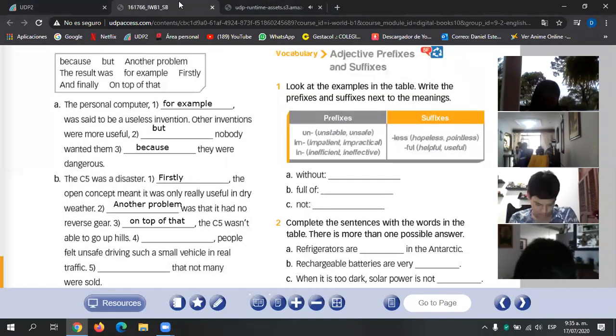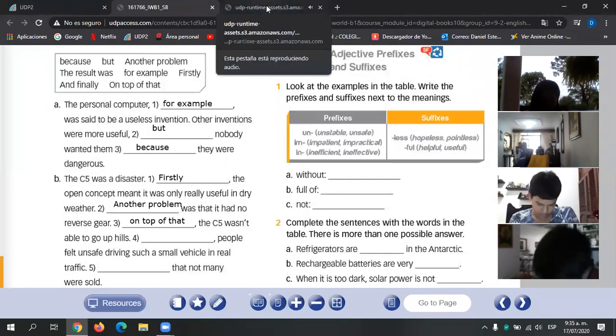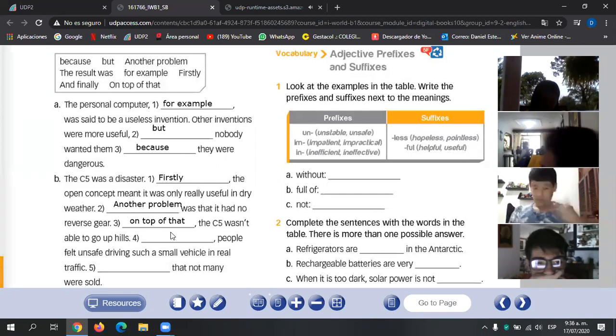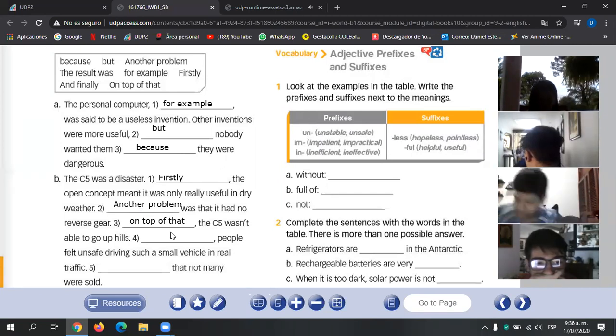The C5's battery was so ineffective that it wasn't able to go up hills. And finally, people felt unsafe driving such a small and open vehicle in heavy traffic. The result was that only 17,000 were sold. And just 11 months later, Sinclair Vehicles went bankrupt.